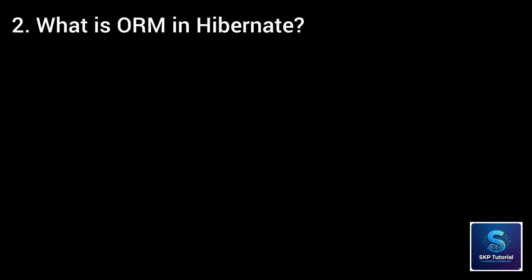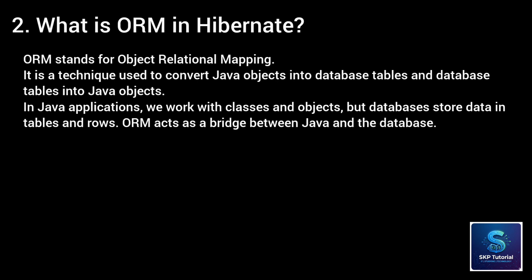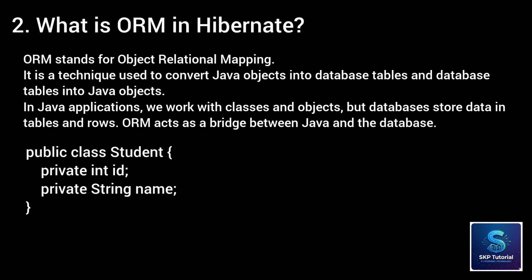Question 2. What is ORM in Hibernate? This is very commonly asked in interviews. You can start like this. ORM stands for Object Relational Mapping. It is a technique used to convert Java objects into database tables and database tables into Java objects. In Java applications, we work with classes and objects, but databases store data in tables and rows. ORM acts as a bridge between Java and the database. Frameworks like Hibernate ORM use ORM to automatically handle this mapping.